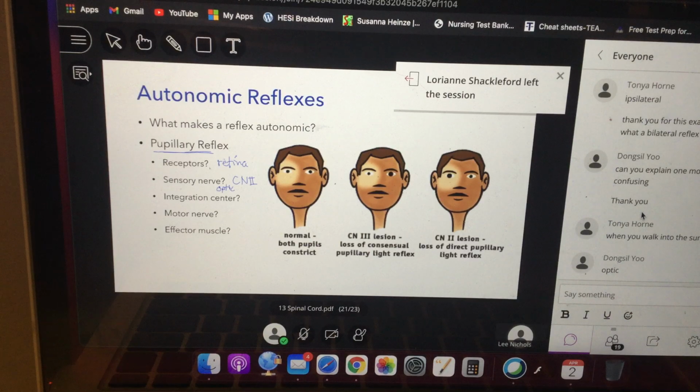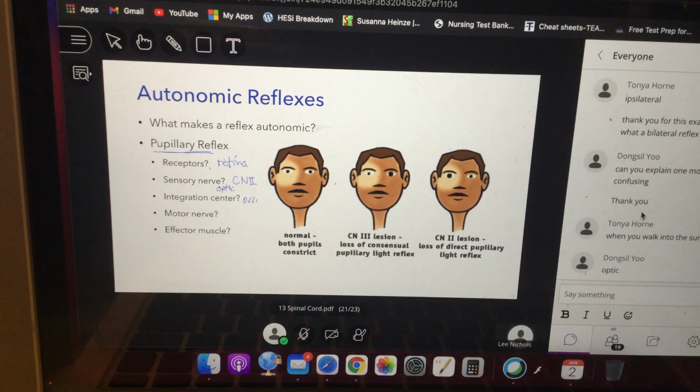Optic nerve. Okay. The integration center is the occipital lobe of the brain. Oh, midbrain too. I forgot to mention that too. The midbrain, where the nuclei for the oculomotor nerve are located, that's those superior colliculi that I talked about last week, the visual reflex. But the occipital lobe gets the input too.